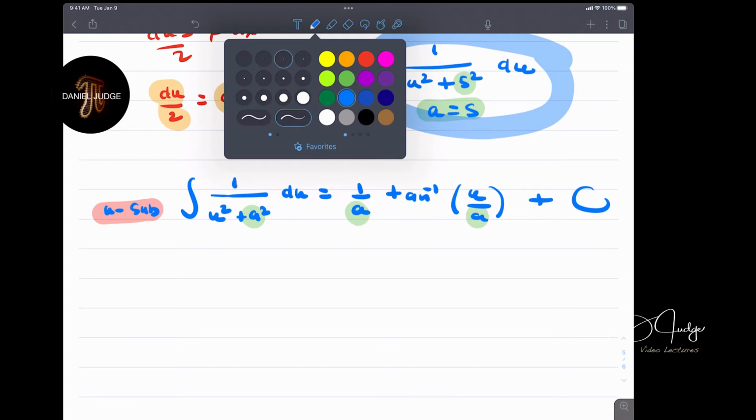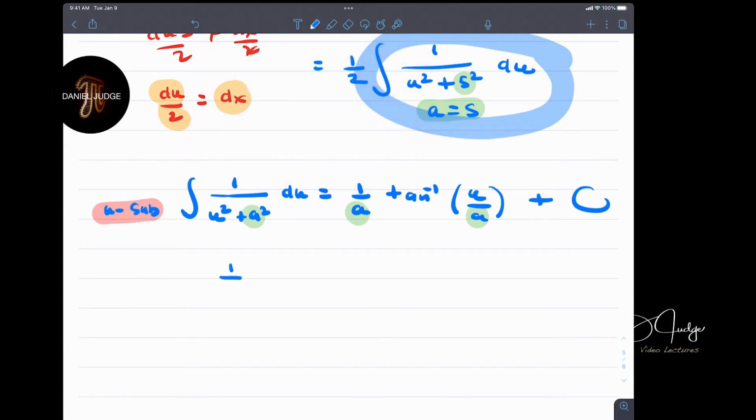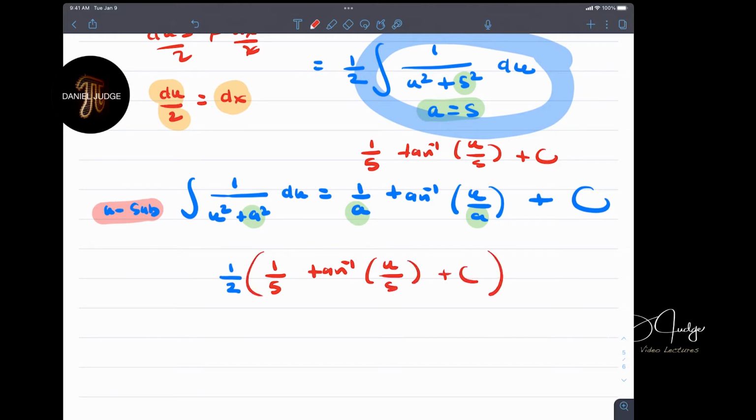So altogether, here's what we'll have. Remember, this is going to be 1/2. And since I know what a is, 5, I get to replace this with, I'll put it in red, 1/5 inverse tangent u over 5 plus c here. We get to replace that integral. So that's going to be 1/5 inverse tangent u over 5 plus that c.